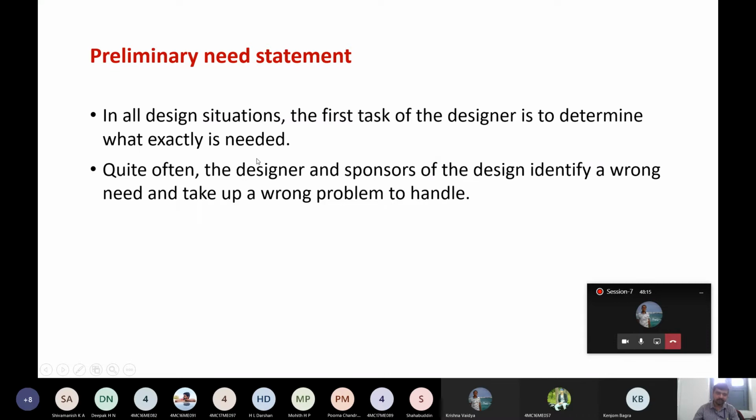Quite often, the designer and sponsors of the design identify a wrong need and take up a wrong problem to handle. This will happen quite often. If someone fails to understand the actual need, that will result in consequences. You can apply the same thing to how we handled the problem of corona. During March and April, we were very enthusiastic and we were busy with clapping and a lot of other things. Now even Delhi doctors are protesting.